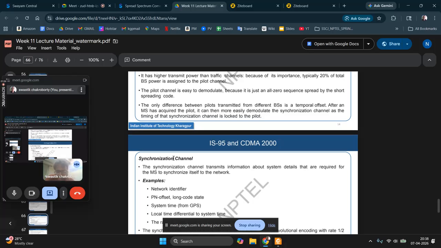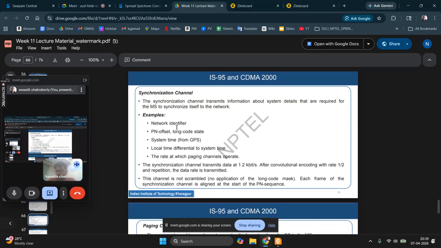The only difference between pilots transmitted from different BS is temporal offset. After an MS has acquired the pilot, it can more easily demodulate the synchronization channel, as the timing of the synchronization channel is locked to the pilot. So basically the pilot is the same and it is known, and even the delay of it is very easy to interpret for a mobile station.